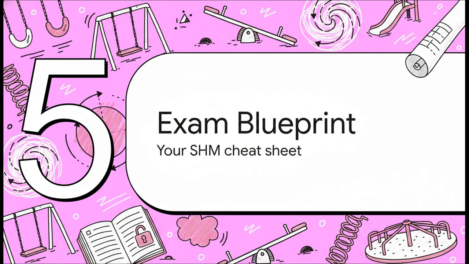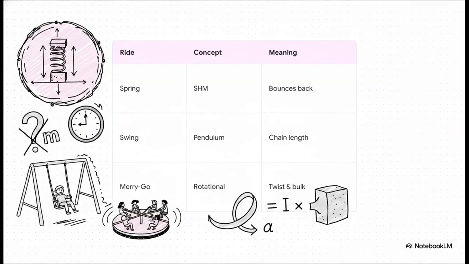Section 5, Final Exam Review Blueprint, your ultimate cheat sheet for simple harmonic motion. We have covered a ton of ground, so let's synthesize all this into something you can actually use. Here is everything we've learned all in one handy place. The bungee spring is simple harmonic motion. Its equation tells us it always wants to bounce back to the middle.